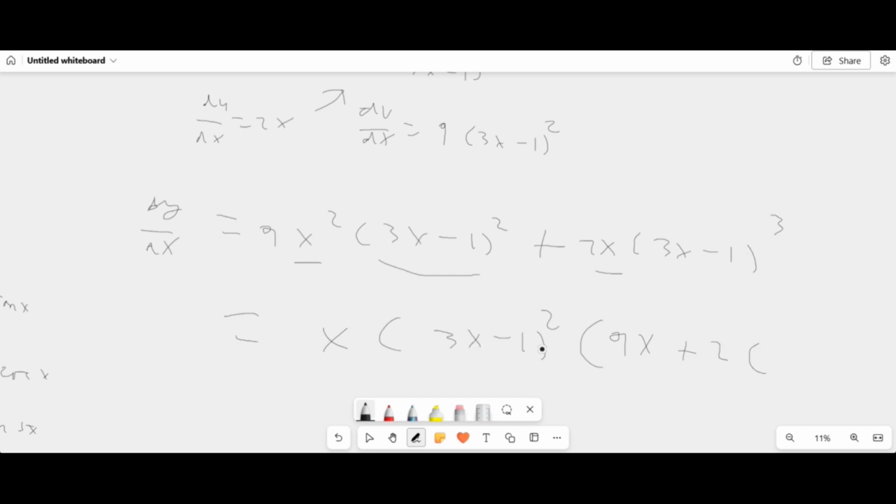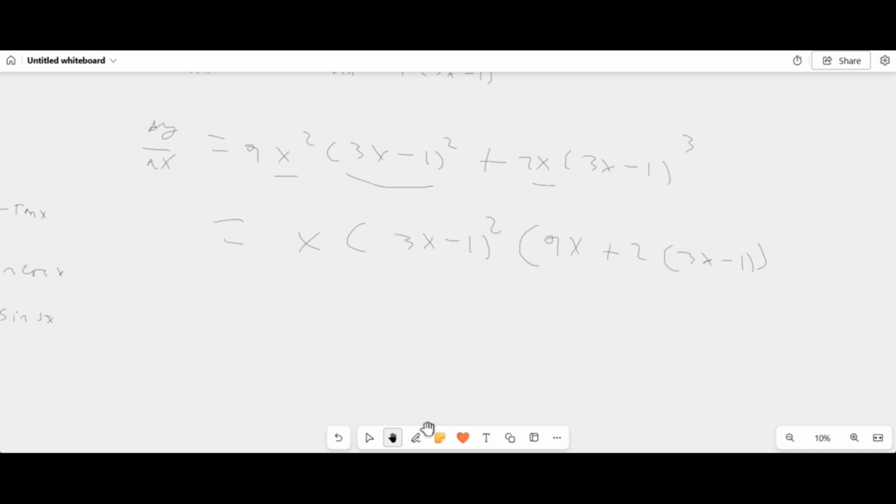3x minus 1 to the power of 3 divided by 3x minus 1 to the power of 2, that's just going to be 3x minus 1 here. So there you go. Alright, save. So now obviously expand the bracket here, so it's going to be x, open bracket, 3x minus 1 to the power of 2. And then 9x plus 2 times 3 is 6x, so 9x plus 6x is going to be 15x here. And then 2 times minus 1 is minus 2.